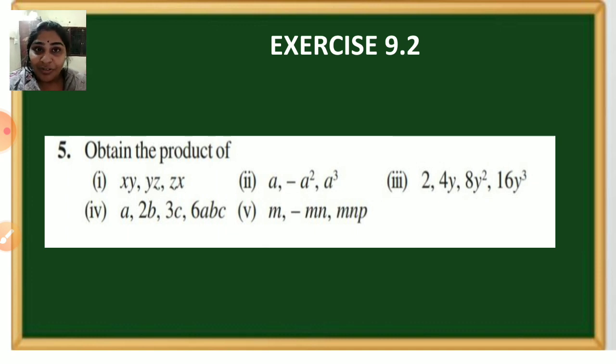Obtain the product of xy, yz, zx, that is the first sum. Second one, a, negative a square, a cube. Third one, 2, 4y, 8y square, 16y cube. Now if you see here in the third sum, children, there are 4 monomials which we have to multiply. As I said, there may be 3 monomials, 2 monomials, 4 or more than 4, but the procedure will be same, children. So let us see how to solve this.